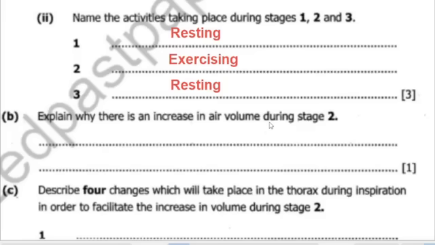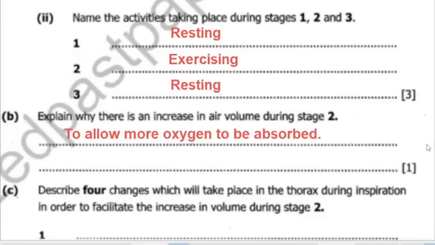Okay, there will be an increase in air volume at stage 2 because more oxygen is going to be allowed to be absorbed into the blood so that it goes to the muscles in order for respiration to take place. That's why there will be an increase in air volume during stage 2. So we have answered our question B. We now move on to our last question, which is question C.